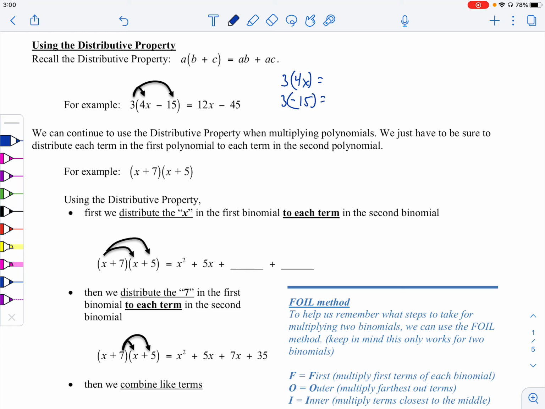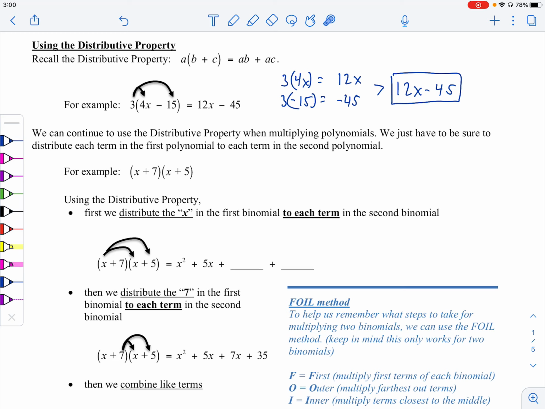And then we multiply, right? So 3 times 4 is 12. And there's 1x, so just put 1x. And then 3 times negative 15 is negative 45. And they don't have any x's. And together, they're going to be 12x minus 45. Right? They're not like terms, so we leave it as is, separated. So that'll be our solution right there. All right? When we distributed property.